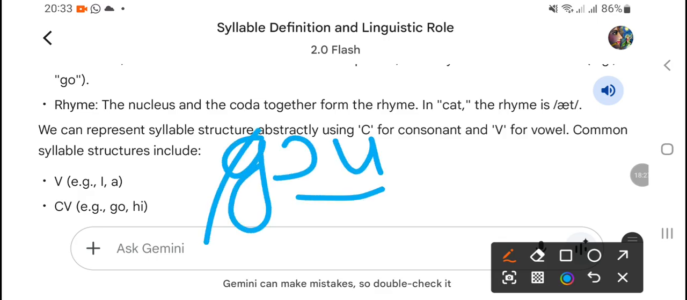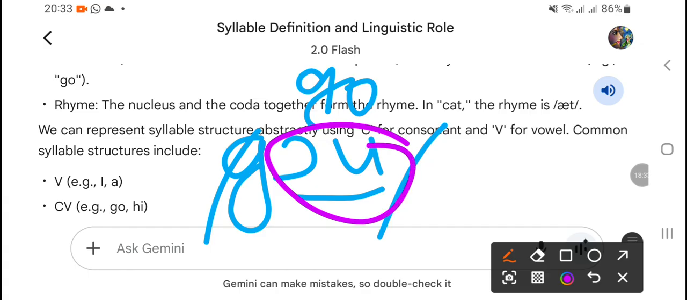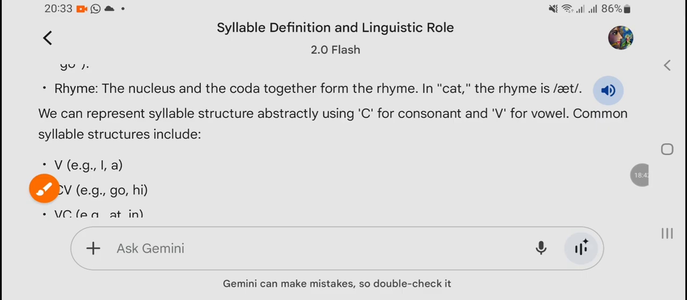This is the phonetic transcription of go, and this is the vowel or nucleus. Here, no coda is there in this case.